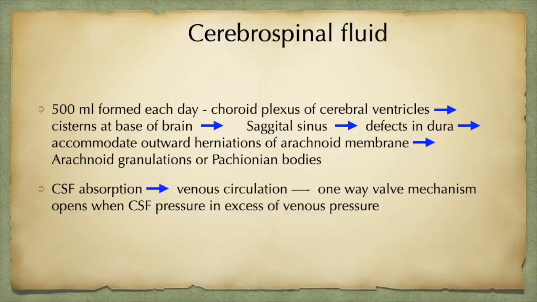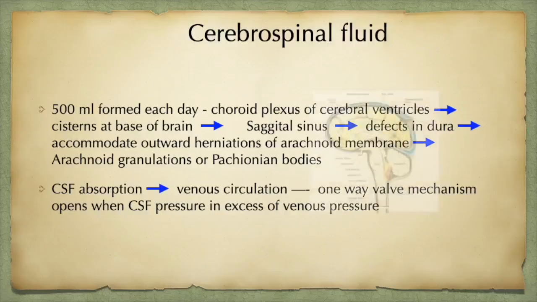Here we are to discuss the cerebrospinal fluid. 500 ml is formed each day. It is secreted by the choroid plexus of the cerebral ventricles. It reaches the cisterns at the base of the brain and travels to the sagittal sinus. There are defects in the dura which accommodate outward herniations of the arachnoid membrane. They are called the arachnoid granulations or the Pacchionian bodies. The CSF circulation is like this, and the CSF gets absorbed into the venous circulation.